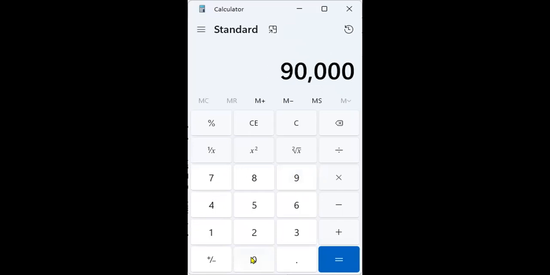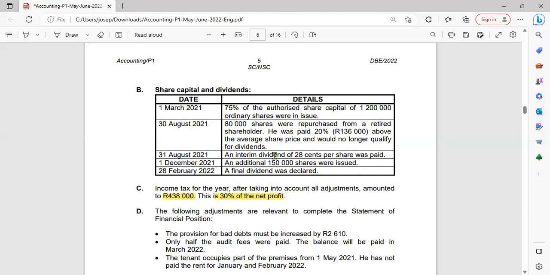So we are going to say 900,000 shares that were issued at the beginning, and then we subtract the 80,000 that were repurchased. That gives us 820,000, meaning 820,000 are the shares that qualify for interim dividends. For final dividends, we're going to include this one. Let me say these are the shares that qualify for interim dividends.